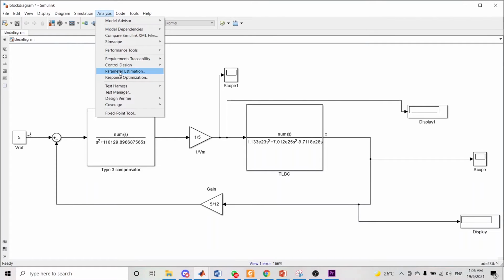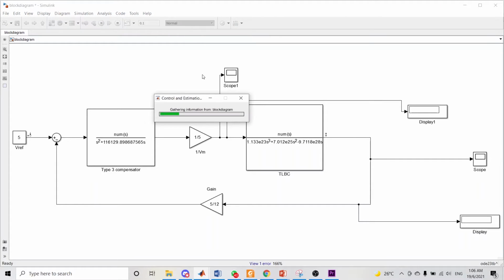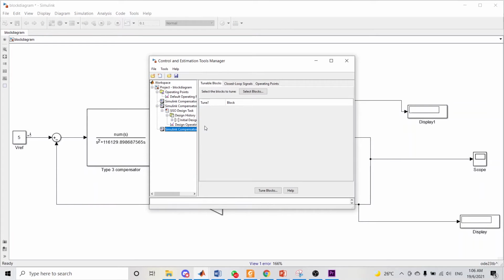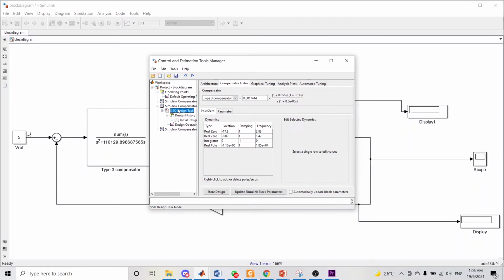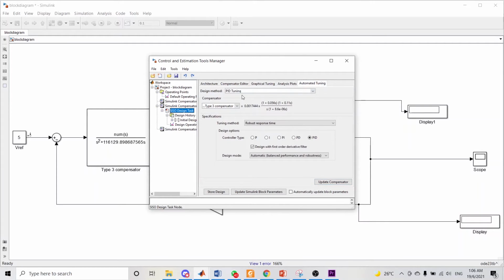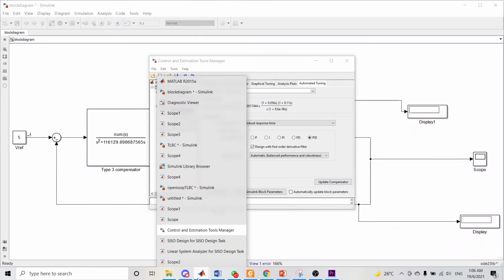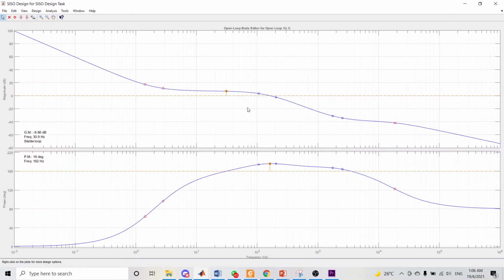To do that, I'll go to the Control System Designer to tune the block diagram, to tune the type 3 compensator transfer function. From here I'm using the PID tuner and updating the compensator, and the zero and pole locations will be adjusted. It shows the gain margin, phase margin, and also the cutoff frequency.